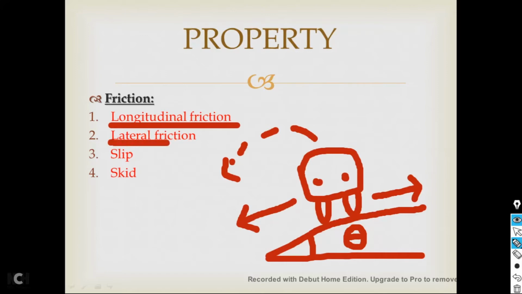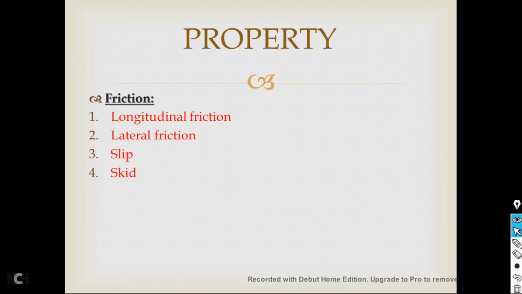Then there comes lateral friction. This also helps in this type of equilibrium condition. Then comes slip and skid. Under friction, this longitudinal friction and lateral friction both are helping to resist the car from overturning or any kind of accident. By IRC, they provided some limiting value of longitudinal friction and lateral friction.